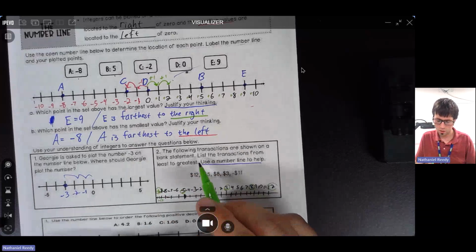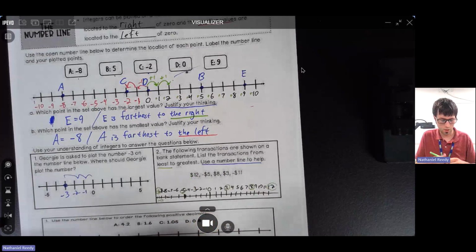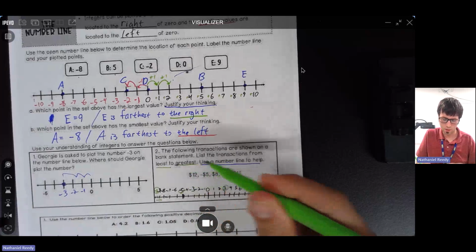Okay, so it says to list interactions from least to greatest. Remember, least and greatest are your keywords here. Let me fix my color scheme there.